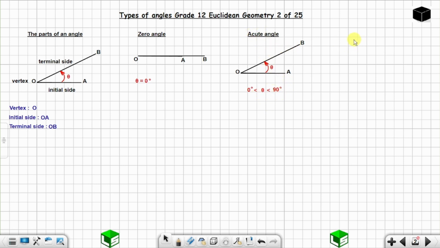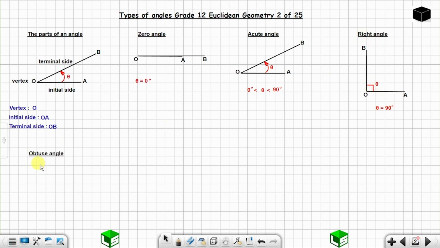And we also have a right angle. A right angle is exactly equal to 90 degrees. Theta is equal to 90 degrees. So side OA is perpendicular to OB. Now you have 90 degrees.